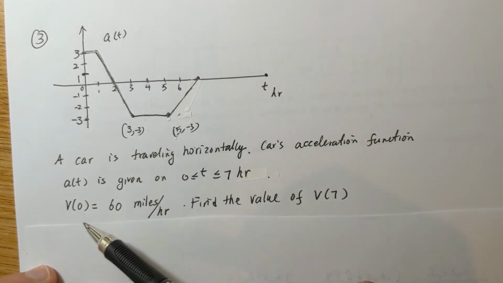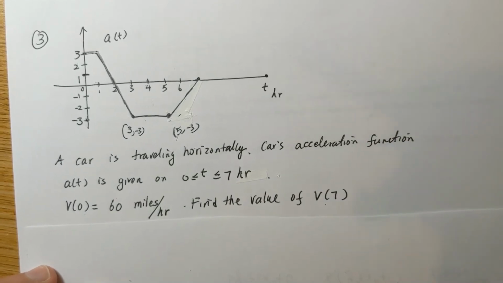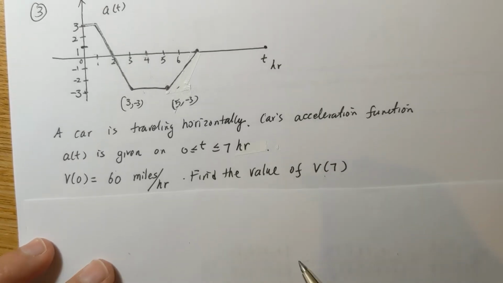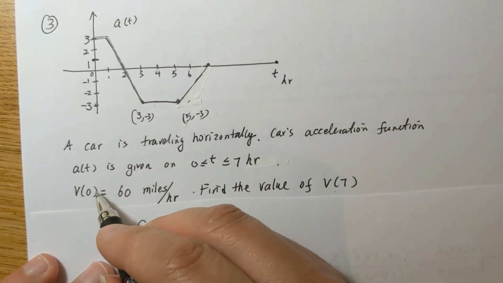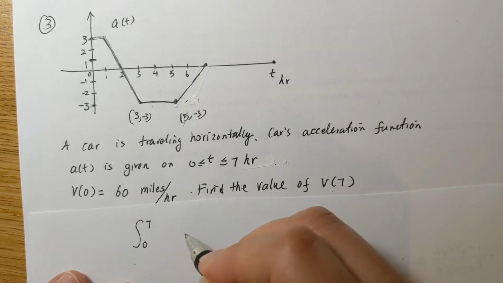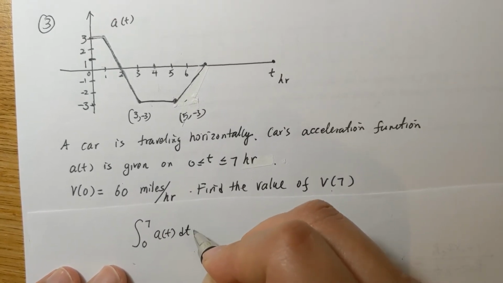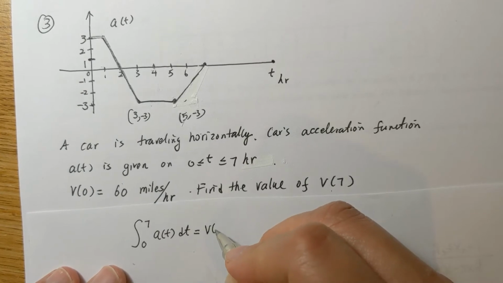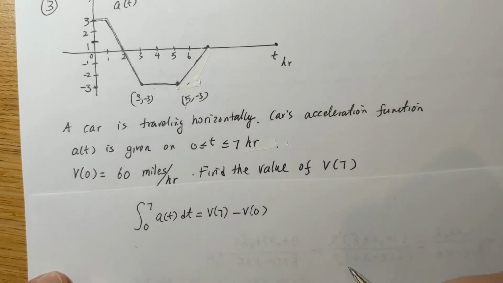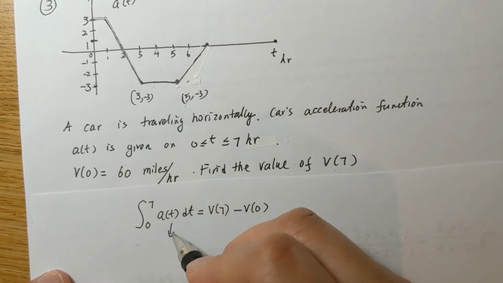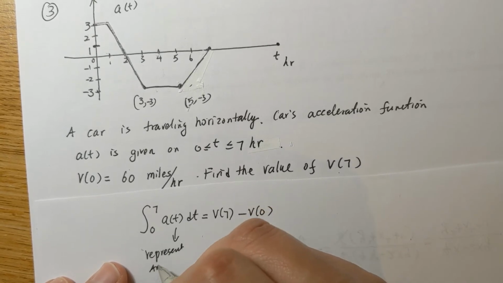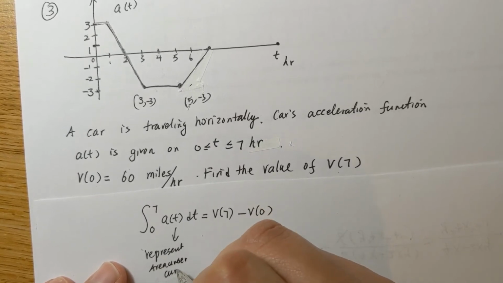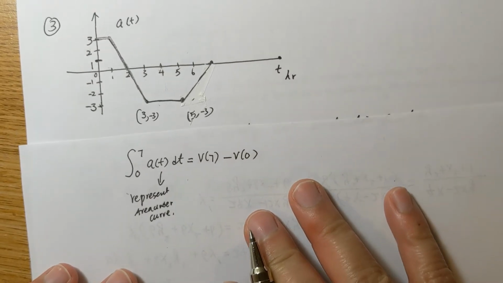Derivative, antiderivative. Only the FTC can connect the derivative and antiderivative together. So in this situation, we are going to use FTC again. So we have the 0 and 7, and the derivative is a of t, the antiderivative is V of t, so V of 7 minus V of 0. Now over here, this one represents the area under the curve. There's no table, so I already used the area under the curve.